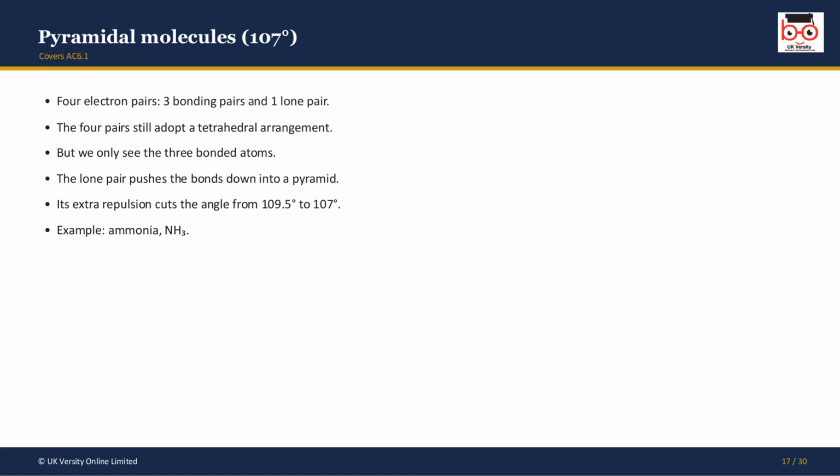Let's look at pyramidal molecules. Here we have 4 electron pairs, 3 bonding and 1 lone pair. The 4 pairs still adopt a tetrahedral arrangement, but we only see the 3 bonded atoms. The lone pair pushes the bonds downward into a pyramid shape, and its extra repulsion trims the angle from 109.5 down to about 107 degrees. Ammonia is the textbook example.